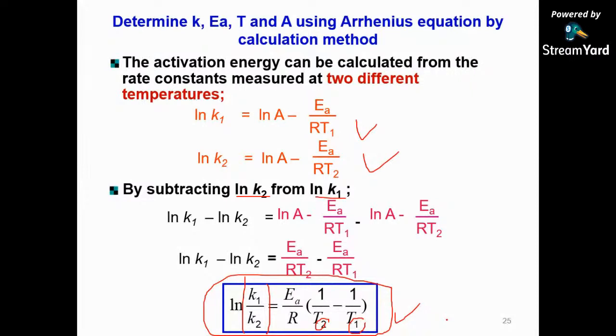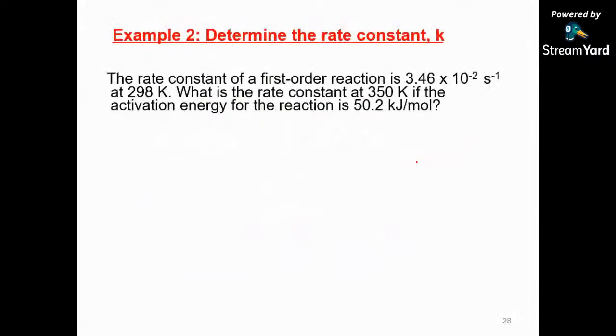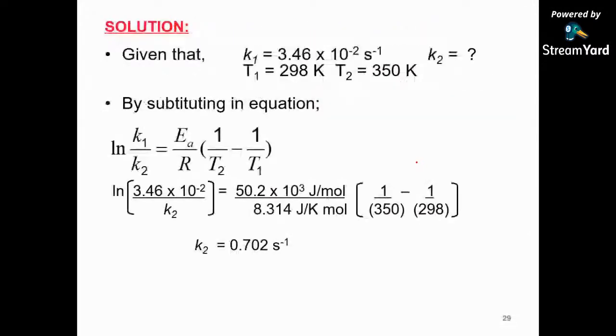So this is the example. Of course, you must identify which one is K1, which one is K2, what is the temperature, and then make sure that this is in Kelvin, then only can calculate the activation energy. So this is another example, determine the rate constant based on the here.